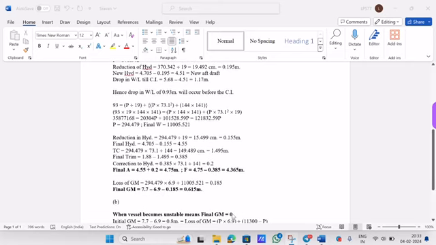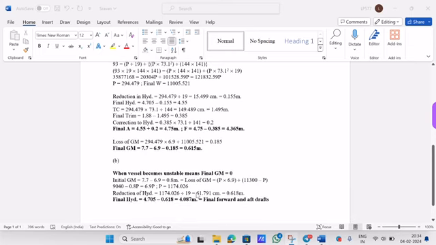Now we need to find out the final GM. Loss of GM we know is P into KG divided by final W, that is 294.479 into 6.9 divided by 11,005.521, that's equal to 0.185. The final GM will be 7.7 minus 6.9 minus 0.185, because KM minus KG minus loss of GM. They haven't given any FSC, otherwise FSC would also take part in the final GM. So it will be 0.615 meters.